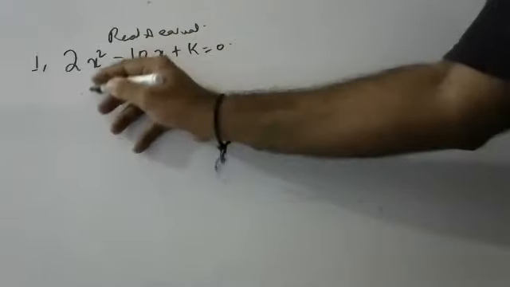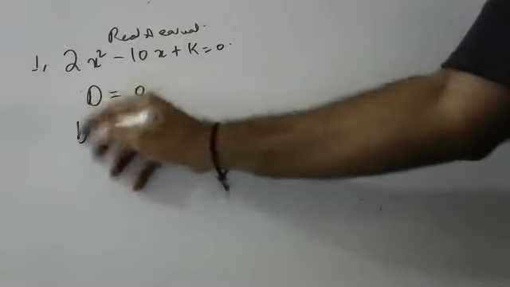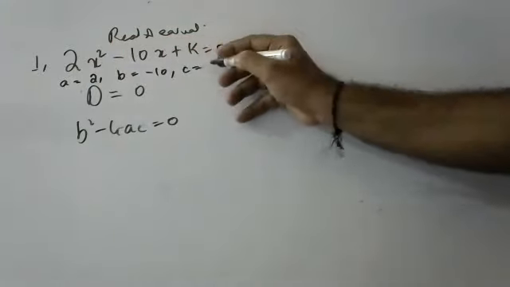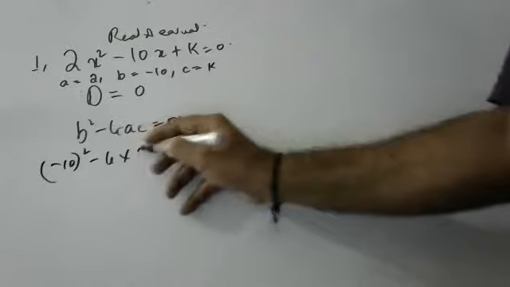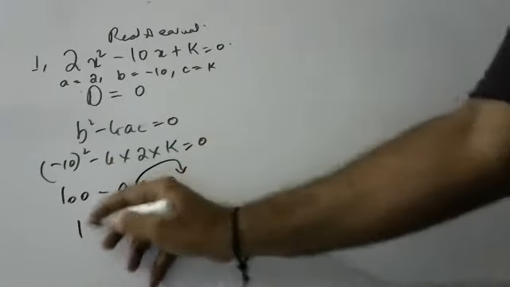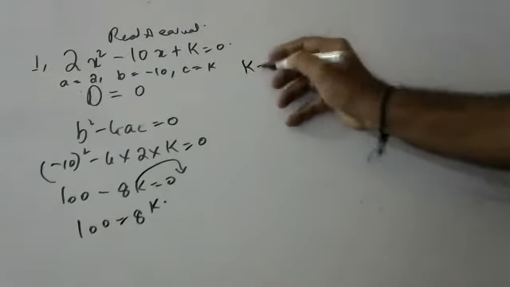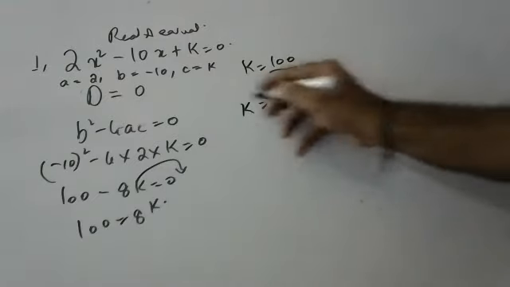If it is real and equal, what is the condition for discriminant, children? D is equal to zero. b square minus 4ac is equal to 0. What is a here? 2. b is equal to minus 10. c is equal to k. Minus 10 whole square minus 4 into 2 into k is equal to 0. Minus 10 whole square is 100. 100 minus 8k is equal to 0. 100 is equal to 8k. k is equal to 100 by 8, which is 50 by 4, 25 by 2, 12.5 or 12 and a half.